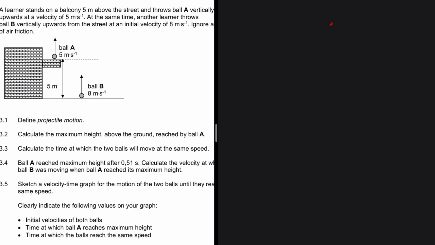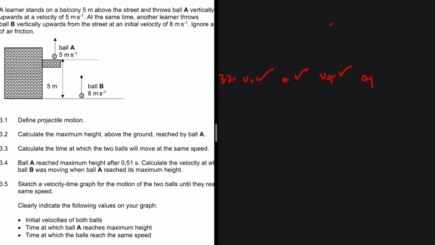Seems like an easy question because it is an easy question, but most people make a silly mistake. Let's take a look. So 3.2, sticking to the basics, we want the maximum height for ball A. So what is the initial velocity? It's given to us, 5 meters per second. We know the acceleration, obviously 9.8 meters per second squared. Do we know the time? We don't know the time, but we're looking for the maximum height. So we actually know VF, because VF at the maximum height is equal to 0 all the time. So we have VI, we have acceleration, we have VF, and maximum height, so delta Y.